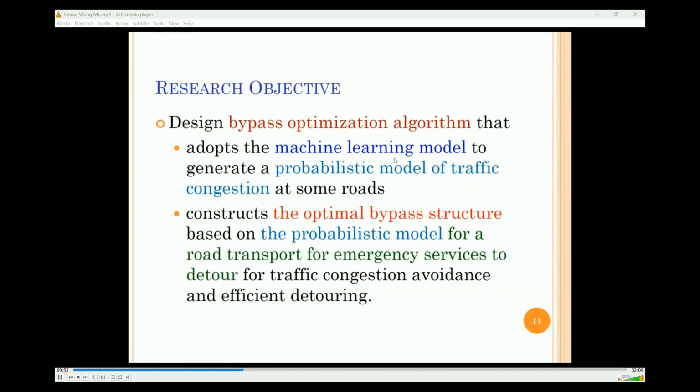So this research objective is to design a bypass optimization algorithm that adopts the machine learning model to generate the probabilistic model of traffic congestion at some roads, and construct the optimum bypass structure based on the probabilistic model for a road transport for emergency services to detour to avoid traffic congestions and for efficient detouring.